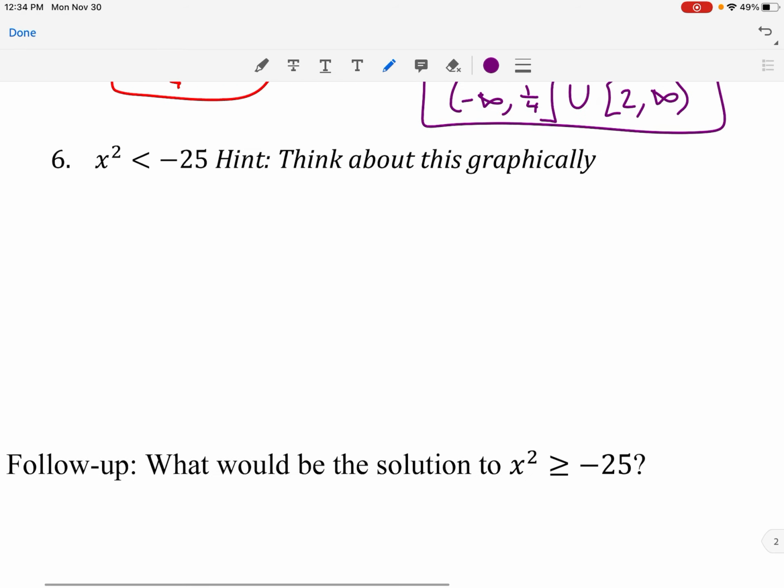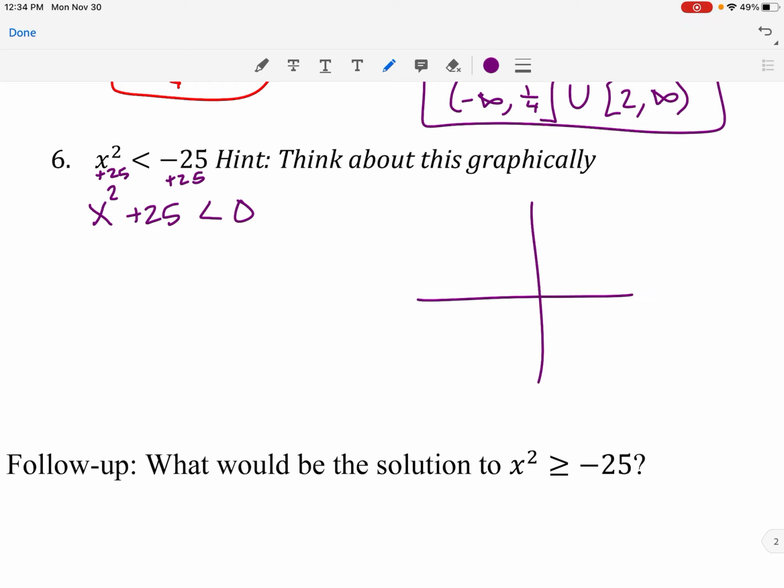This one, I do want you to think about this graphically. If we add 25 to both sides, we want to know where that's less than 0. Looking at the graph, and you think about x squared plus 25, x squared looks like this. Oops, but it goes through the origin. More like this. But plus 25 means it moves up 25, so it goes up to 25 right here.